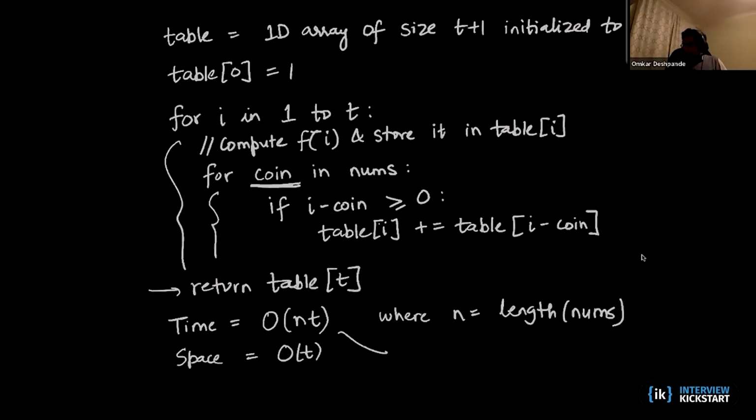Now this is much better than the exponential time we had before. It actually wasn't just 2 to the power n, it was potentially more than that. So dynamic programming has allowed us to cut down the complexity.